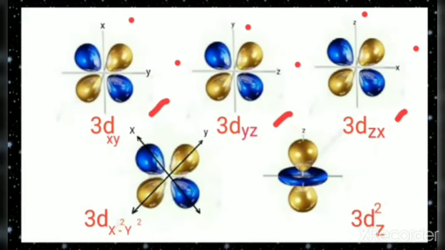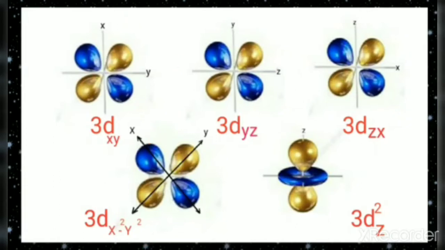But in the case of dx square y square, it has 4 lobes of high electron density along the principal axes, that is along the x-axis and the y-axis. Therefore, it is called dx square y square. That means in dxy, dyz, and dzx, the lobes are in between the principal axes, but in dx square y square, they lie exactly on the principal axes, with high electron density along x and y.